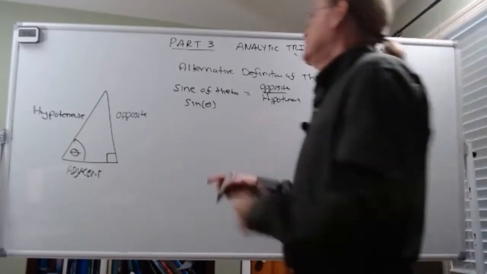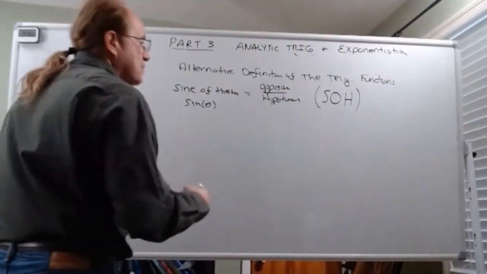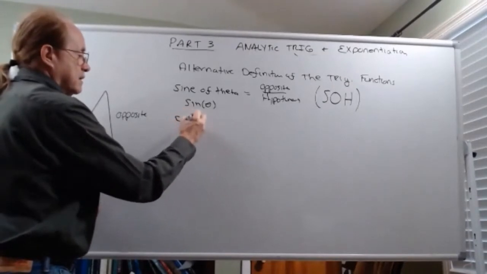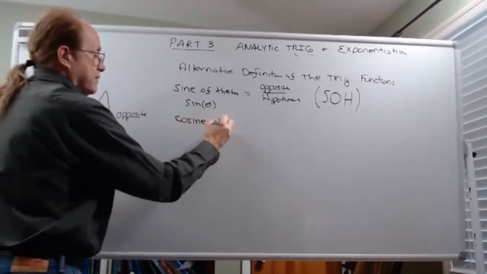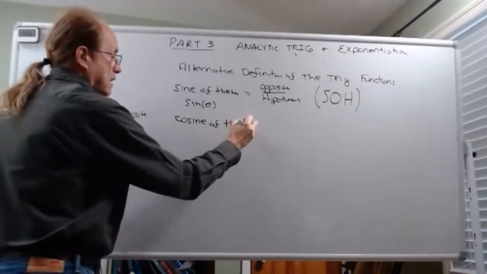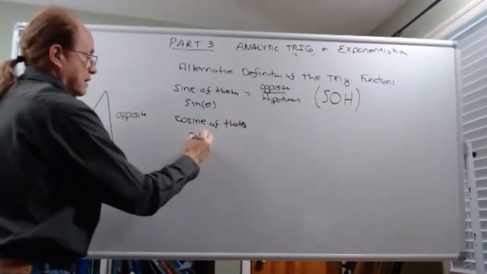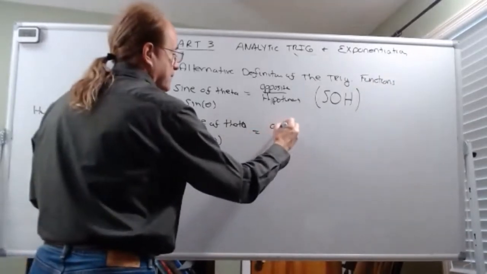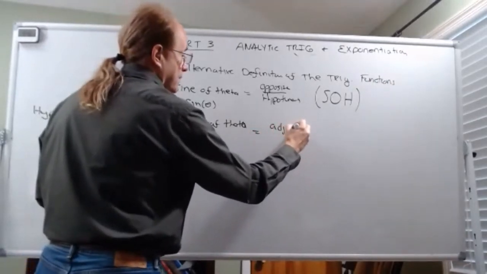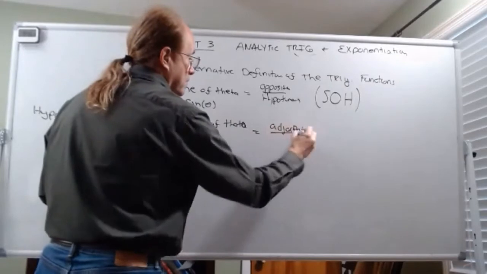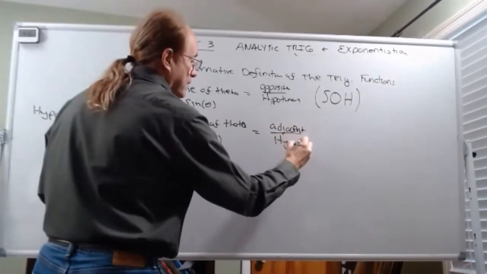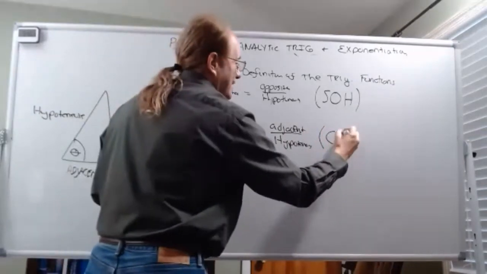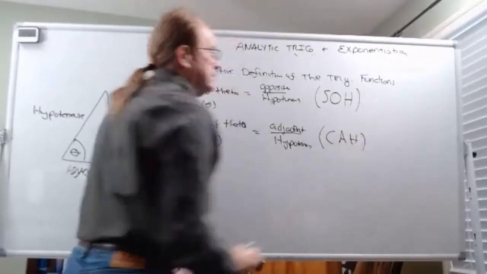We could also define the cosine as being the adjacent over the hypotenuse. So we could define the cosine of theta, so cosine theta equal to the adjacent over the hypotenuse. And that's cosine is adjacent over the hypotenuse.